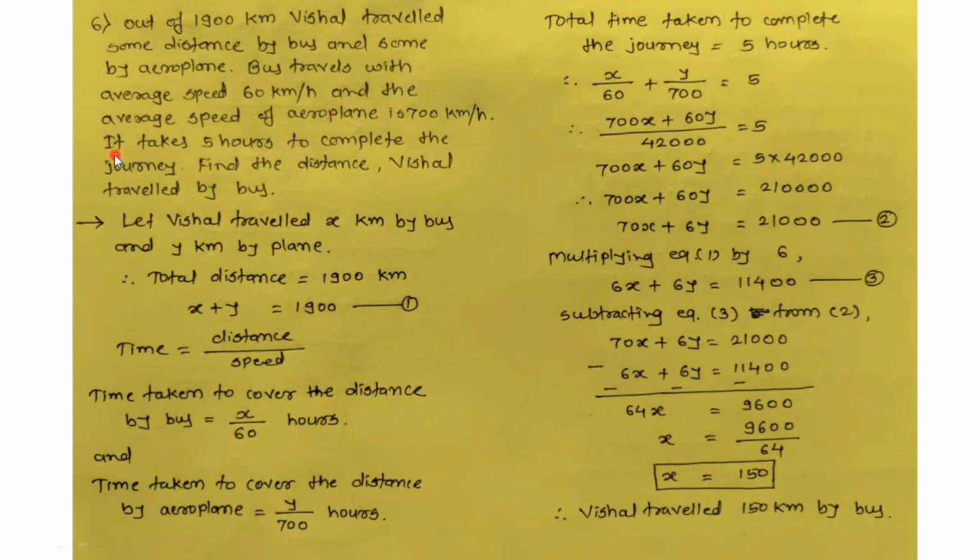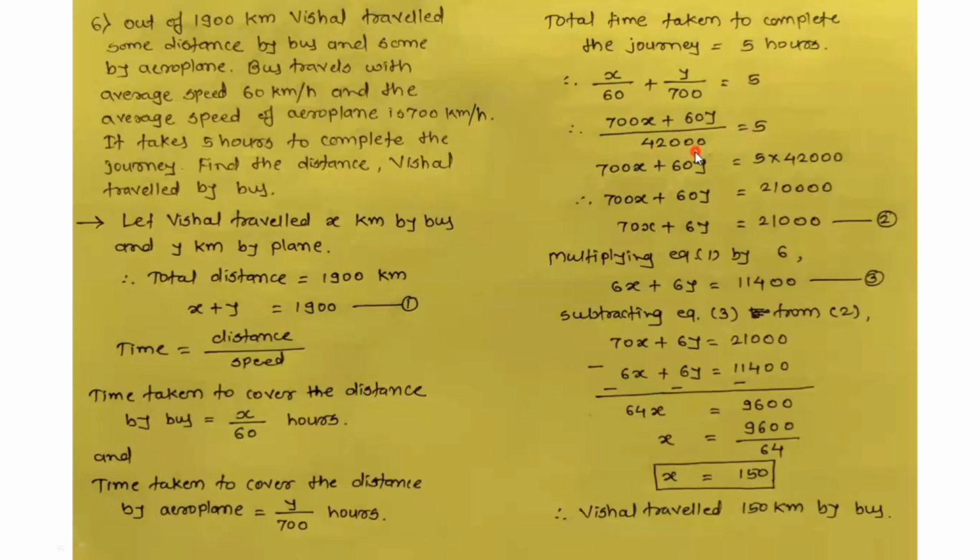Now it is given that it takes 5 hours to complete the journey. So the total time taken is 5 hours, where the time taken by bus is x by 60 hours and the time taken by aeroplane is y by 700 hours. If we add these two times, we get the total time of the journey, that is x by 60 plus y by 700 is equal to 5. If we cross multiply, we get 700 into x, that is 700x, plus 60 into y, that's 60y, divided by 700 into 60, that is 42,000, is equal to 5.